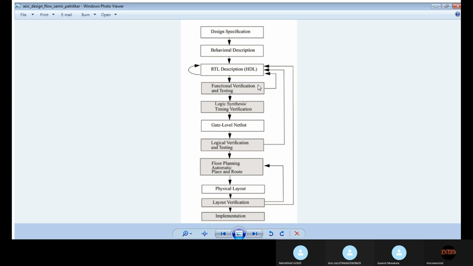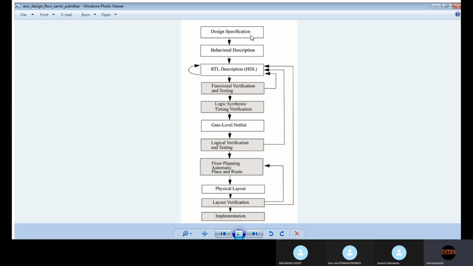Okay, this is the flow chart actually. This is also not the detailed flow chart. If I give you the detailed flow chart, it will be many steps, starting from the design specification up to tape-out. There will be a number of steps, but we will see.